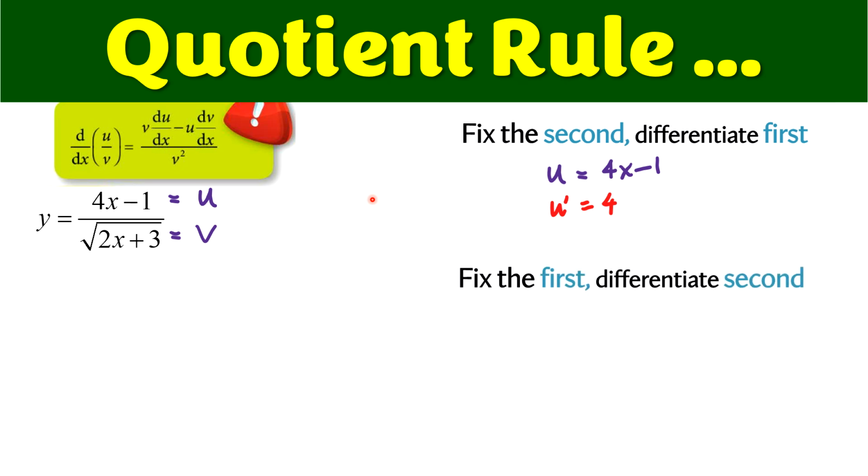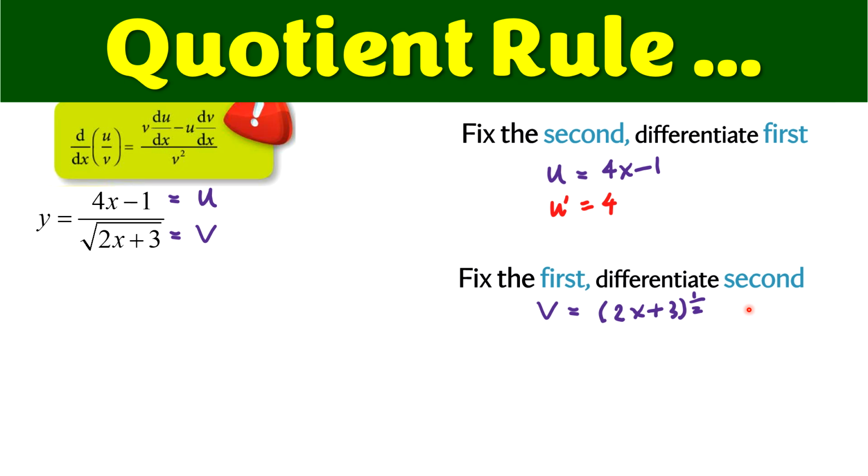Once this is done, I'm going to move on to the next part, which is to differentiate the second function, the denominator over here. In this case, this involves a square root, so I'm going to straight away write it as 2x plus 3 to the power of half. Now, once I have this, we are going to apply chain rule, because there is an index. So let's recall how we apply chain rule.